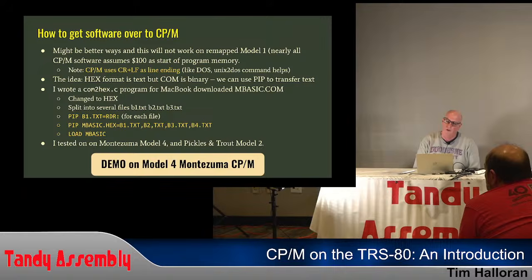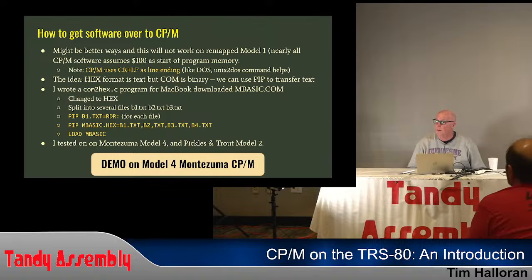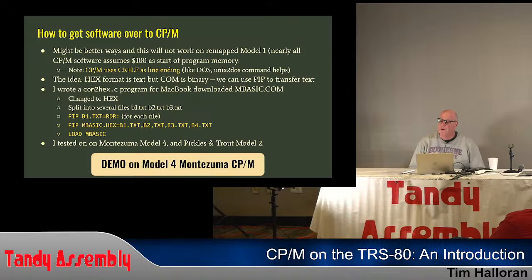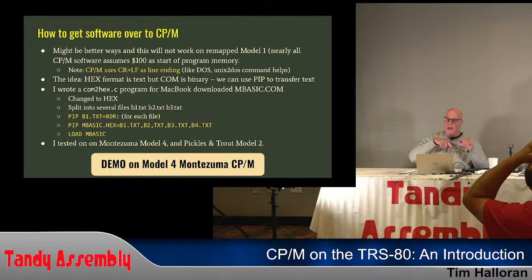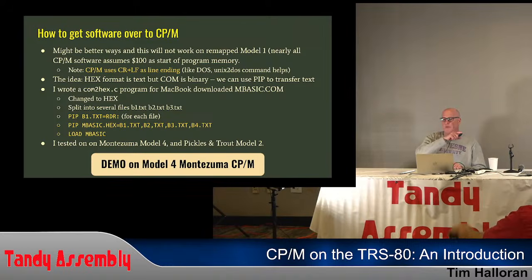Another trick to getting software over to a CPM machine is that CPM uses the carriage return line feed ending like DOS. That's probably where it came from in DOS. So if you're using Unix or Mac, you really need a DOS to Unix command or something to get that text file in order. If you're moving stuff over, there's an option to PIP that will echo it to the console. If the thing is just writing on the same line over and over again, that's a symptom that you haven't got the line endings right. It should go down, print more lines and scroll up.